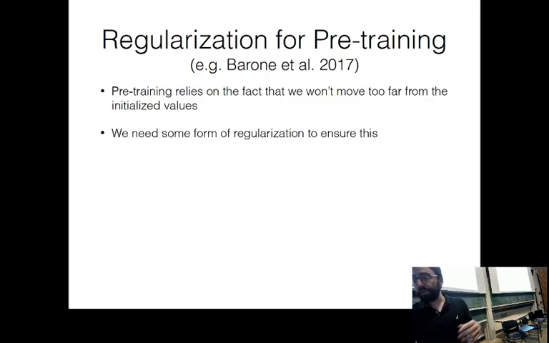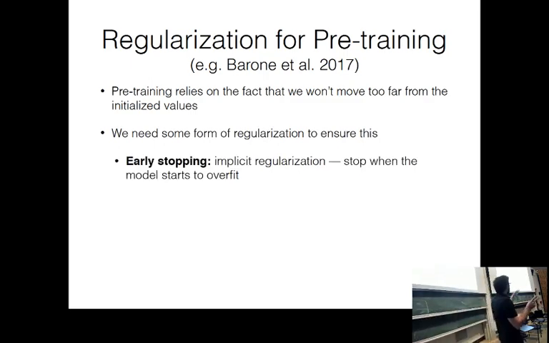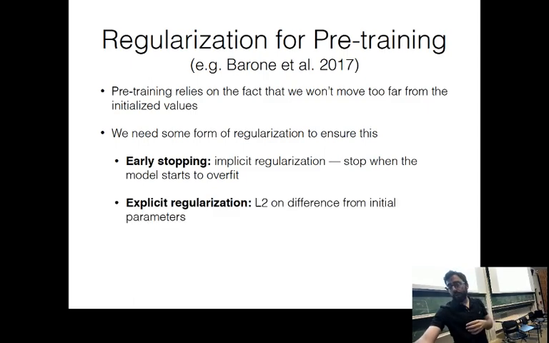So one option is generally to use some form of regularization in order to make sure that our weights do not move too far from the initialized ones. And one way to do implicit regularization is early stopping, right? I'm pretty sure all of you know what that is. Basically, this is a form of implicit regularization because you make sure that you don't overfit your data, and presumably not overfitting means you do not update those parameters too much.